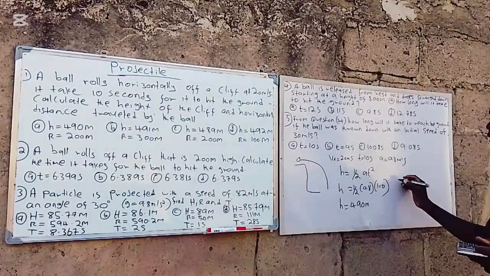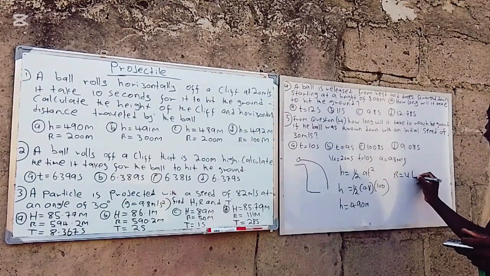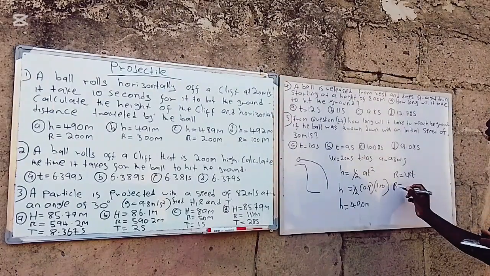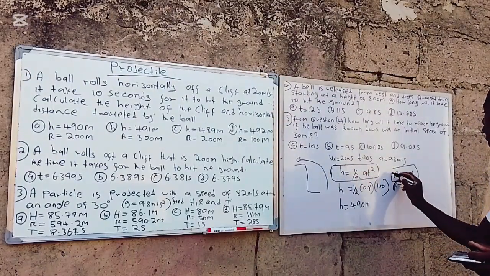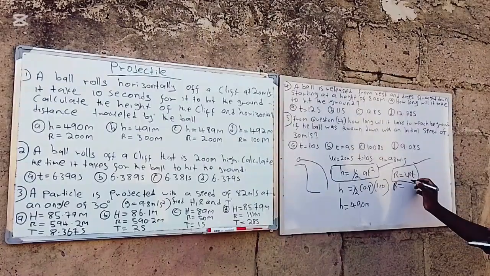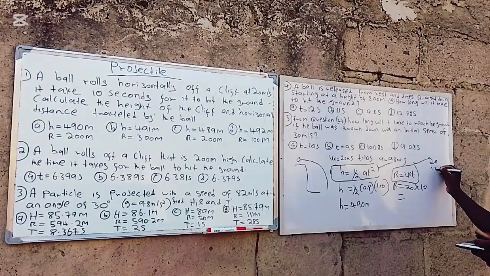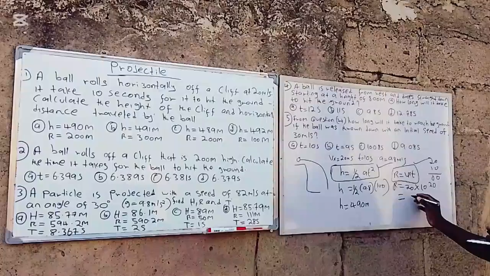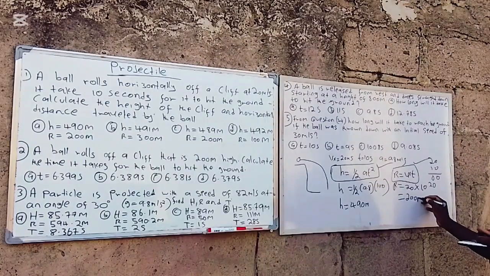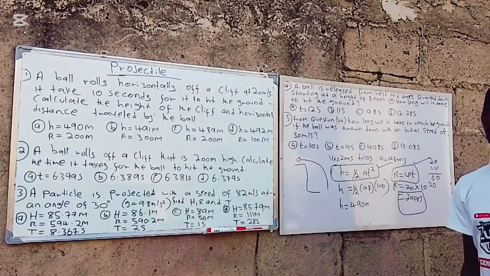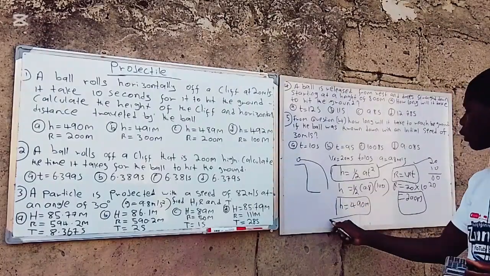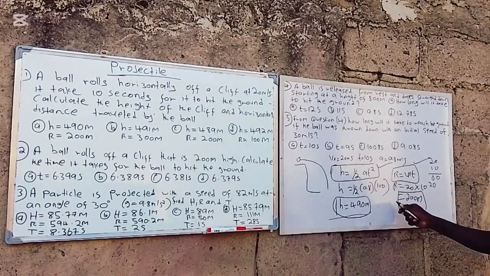The horizontal distance traveled, which is the range, is equal to Vt, and therefore R is equal to V times t. Take a look at this formula and this one, and kindly write them down. So R is 20 multiplied by the time, which is 10. 20 multiplied by 10 gives 200 meters. As we can see, our final answers are 490 meters and 200 meters.